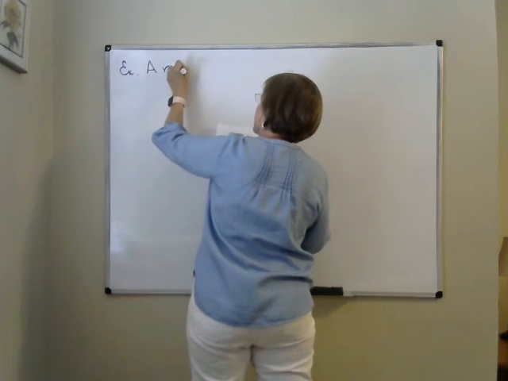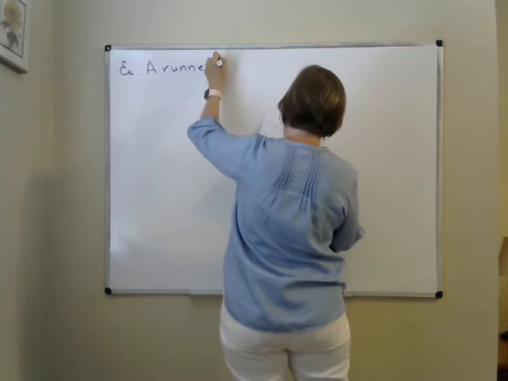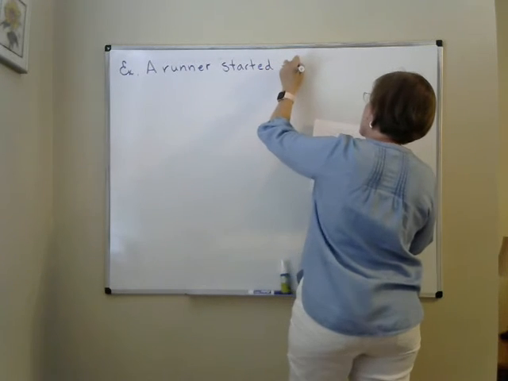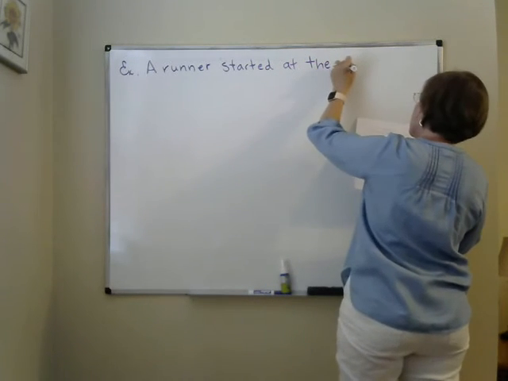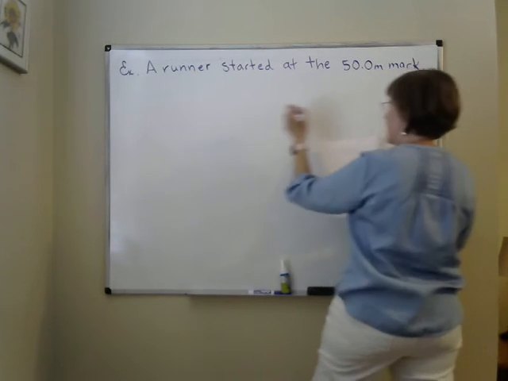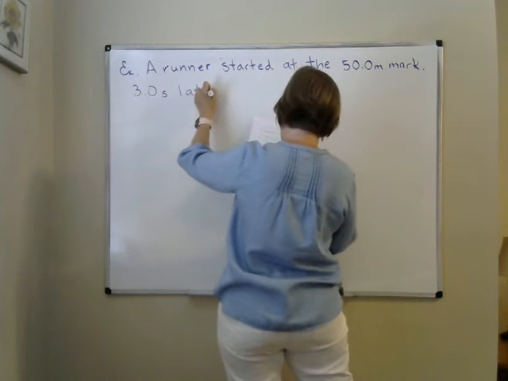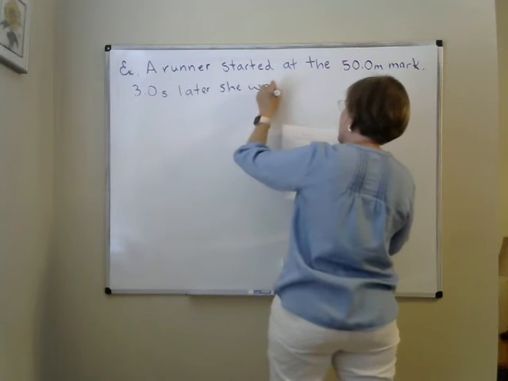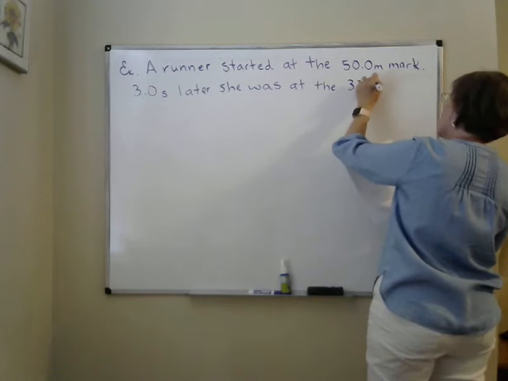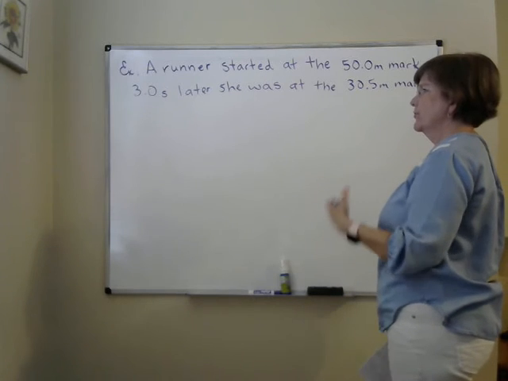A runner started at the 50.0 meter mark. 3.0 seconds later, she was at the 30.5 meter mark. Let's find her average velocity.